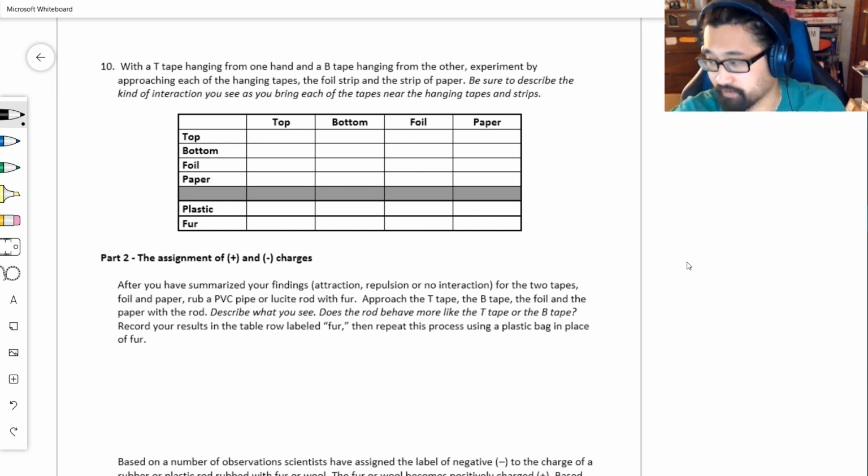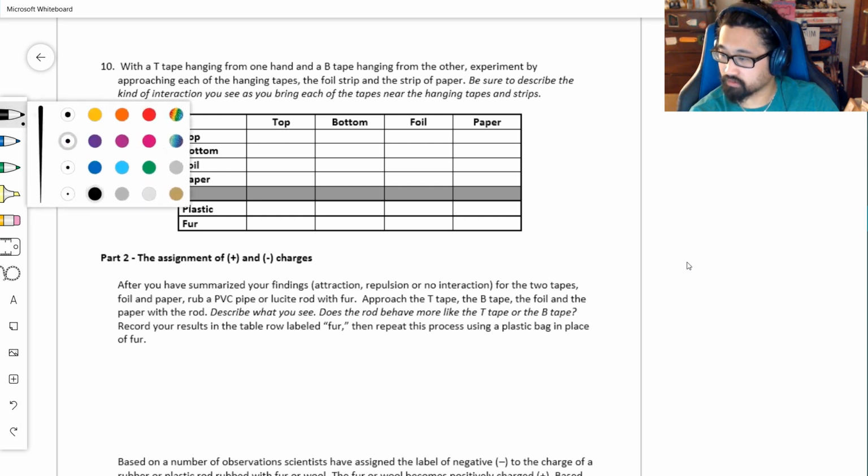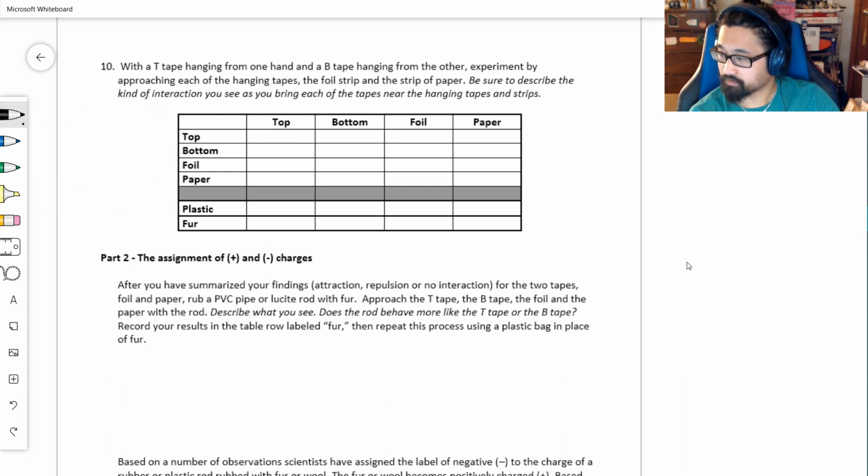But what should have happened was that, at least for the top part, top and top should have repelled. This should have attracted. This should have attracted. This should have attracted. So it was attract, repel, attract, attract. The foil should have been attract, attract, nothing, nothing. And paper should have been attract, attract, nothing, nothing.